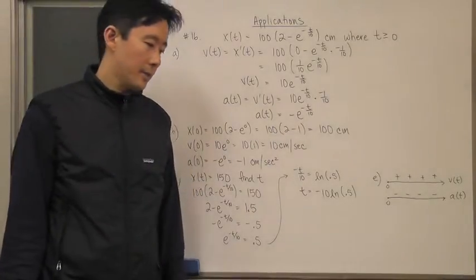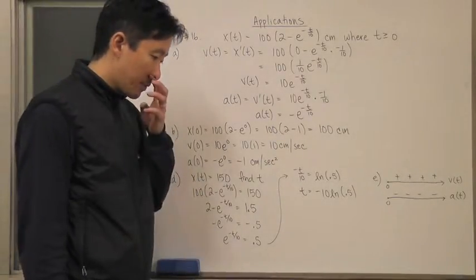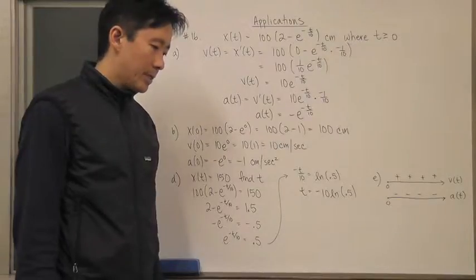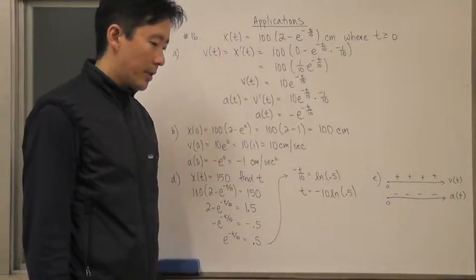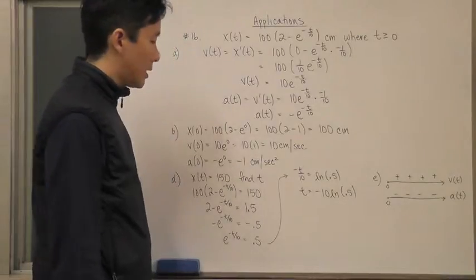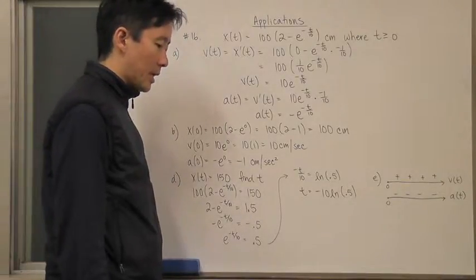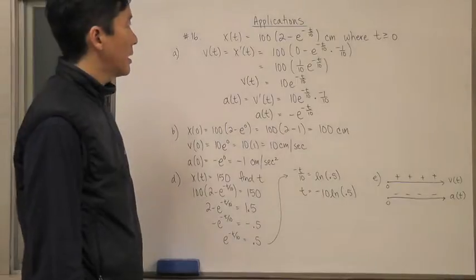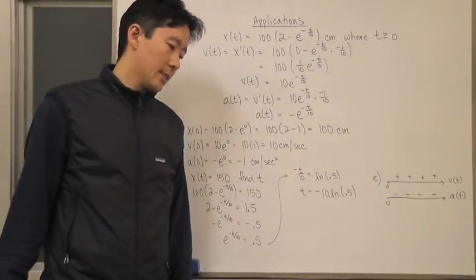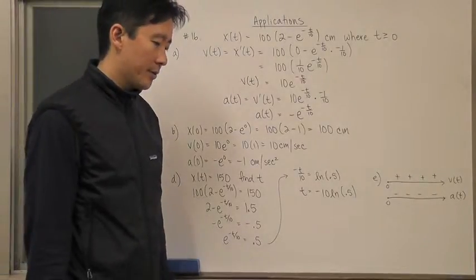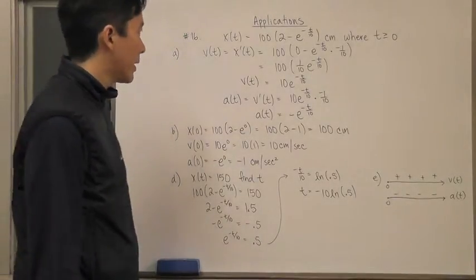it using calculus. It says a body moves along the x-axis with a displacement function x of t equals 100 times the quantity 2 minus e to the negative t over 10 centimeters, where t is the time in seconds and t is greater than or equal to 0. Now the first thing it says is find the velocity and acceleration functions for the motion of the body.